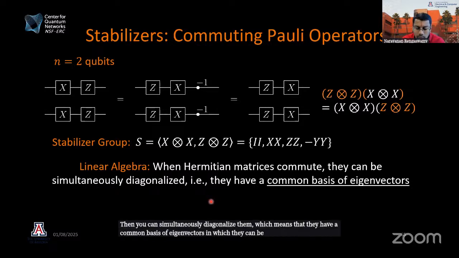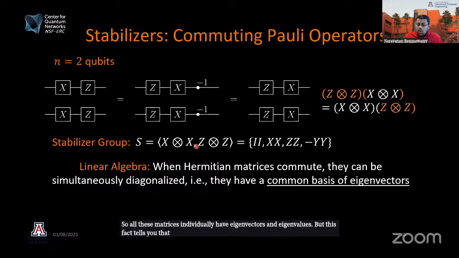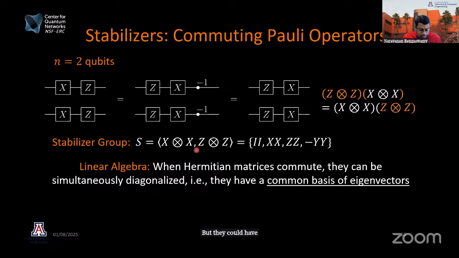So recall from linear algebra the concept of eigenvectors and eigenvalues. So all these matrices individually have eigenvectors and eigenvalues. But this fact tells you that when two operators commute, then both of them have the same set of eigenvectors, but they could have different eigenvalues.